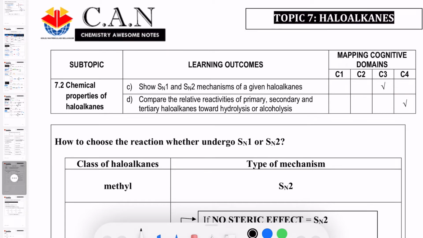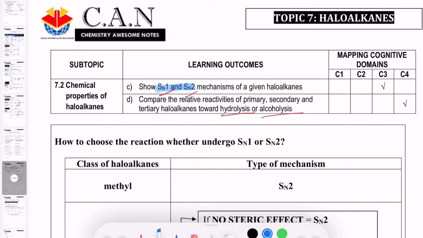Okay, so in this video, I'm going to show you the mechanism involved in haloalkane. As you can see here in our learning outcomes, we have SN1 and SN2 mechanism for haloalkane. And then next, we are going to compare the relative reactivities of primary, secondary, and tertiary haloalkanes toward hydrolysis and alcoholysis. So this is something new for you guys, right? SN1, SN2, apa benda SN1, SN2 ni.